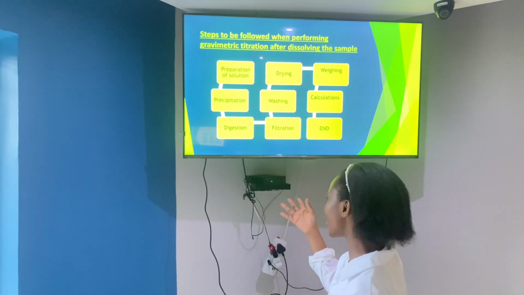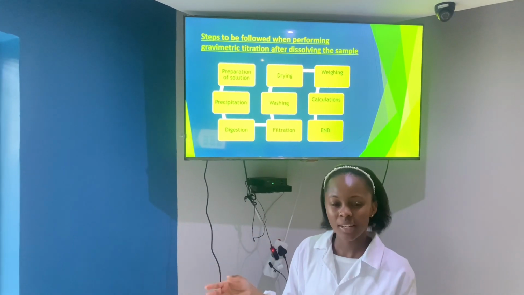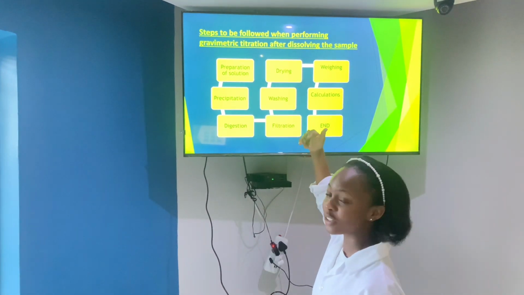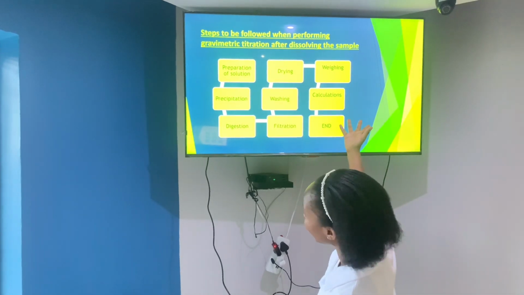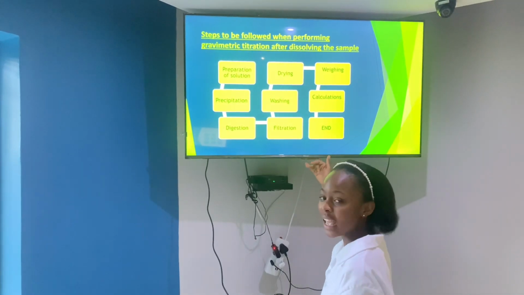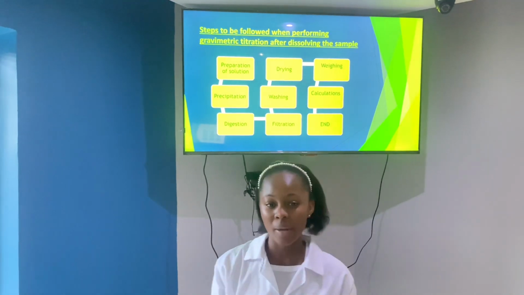Preparation of solution, precipitation, digestion, filtration, washing, drying, weighing, calculations. And that will be the end of our experiment.